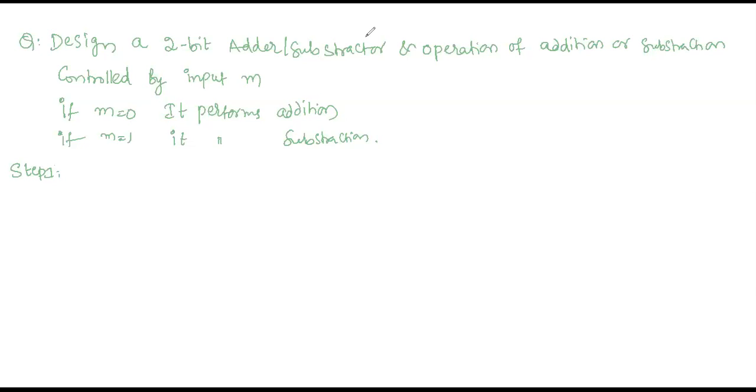Step 1. When you are adding two inputs, you will get one is sum, one is carry. When you are subtracting 2 bits, you will get one is difference, one is borrow. So I am calling one as BC, one as DS output. So we are having 2 outputs and 3 inputs.